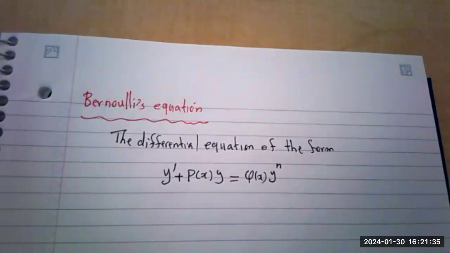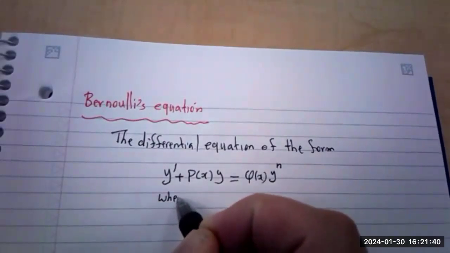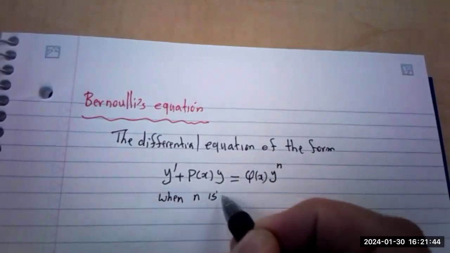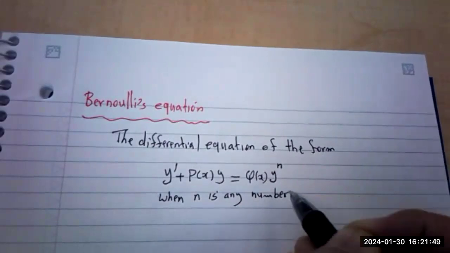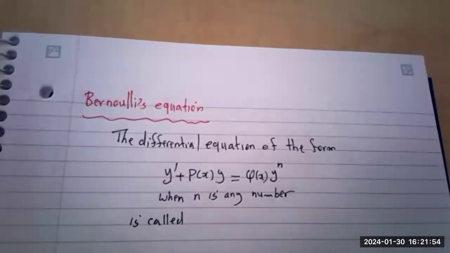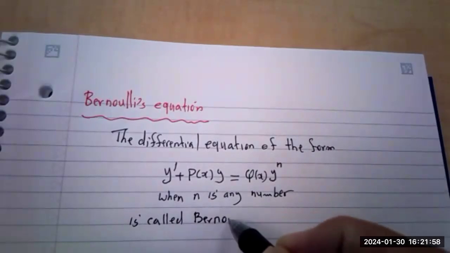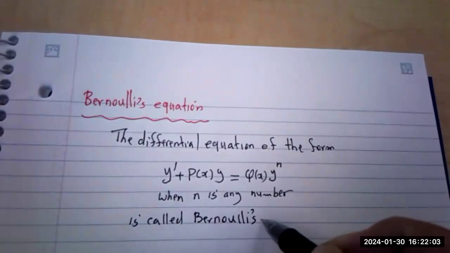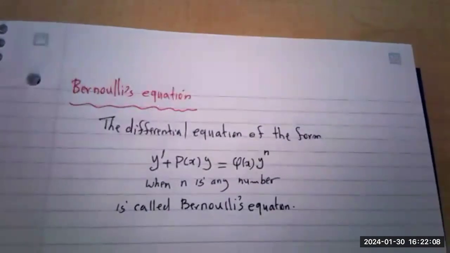So a differential equation of this form, where n is a number, just any number, is going to be called a Bernoulli equation. That's it. Bernoulli or Bernoulli's equation. So it's very easy to identify a Bernoulli equation.